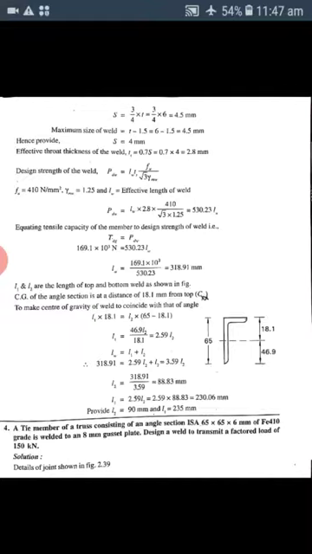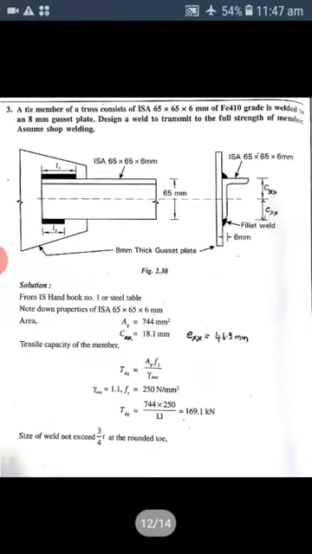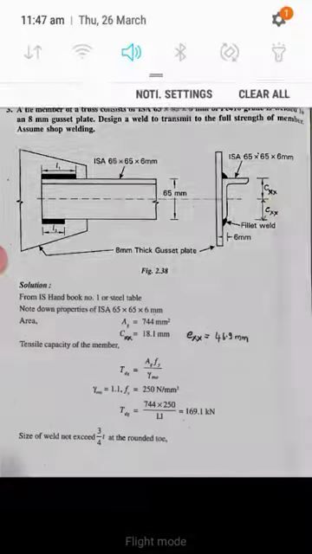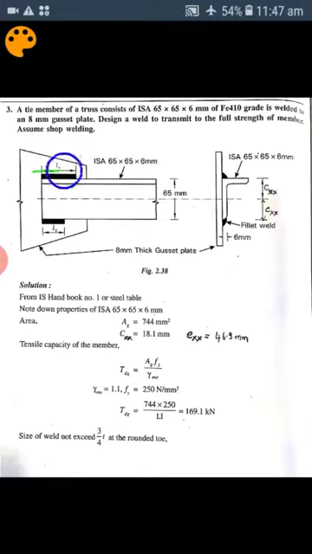Okay. So this is the procedure for how to calculate the L1 and L2 lengths for the unsymmetrical case. Whatever lengths you obtain, finally you have to mark them at this point and this point here, L1 and L2. So this is for the unsymmetrical case, that is, a single angle connected to the gusset plate.